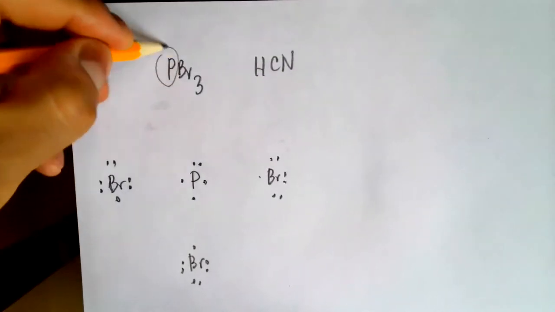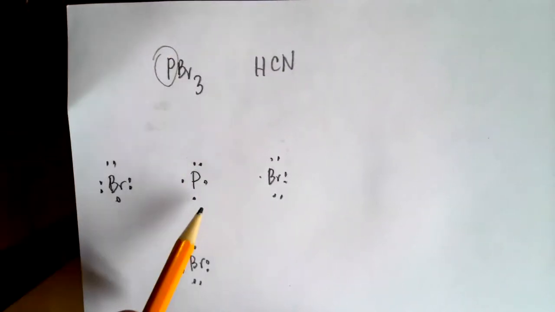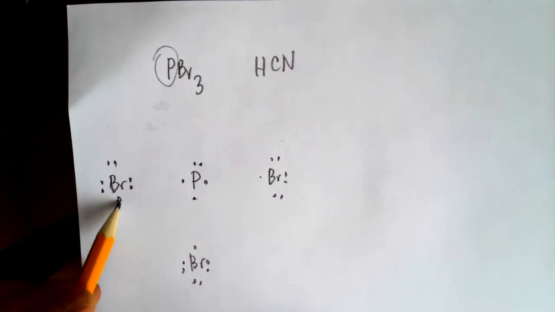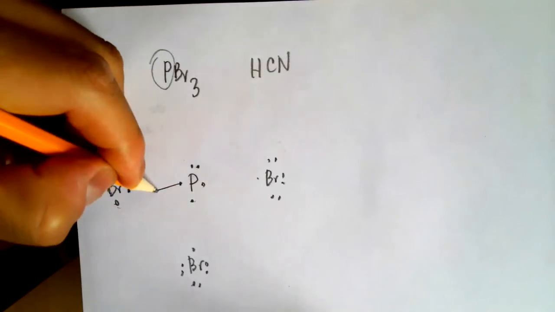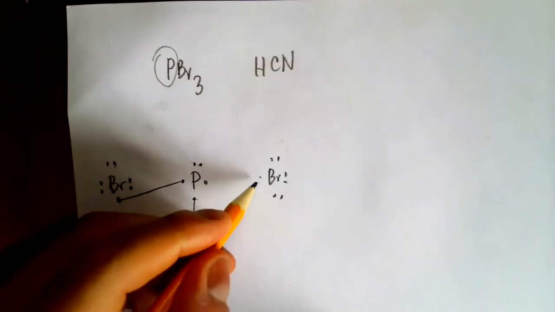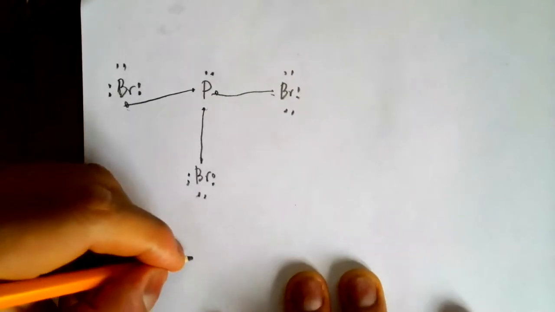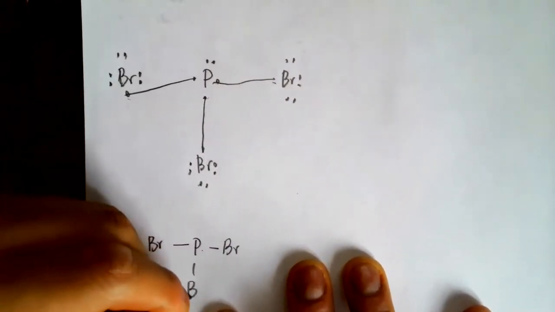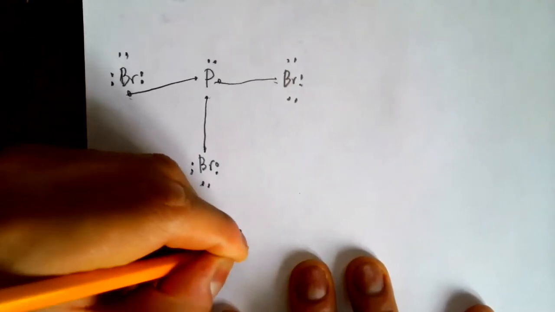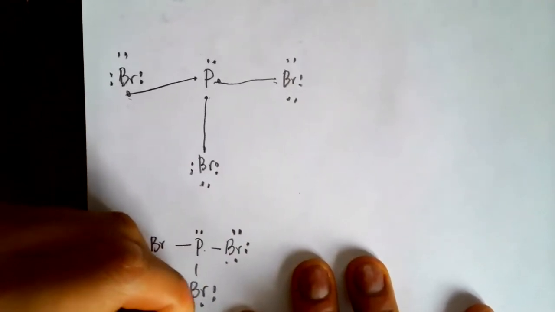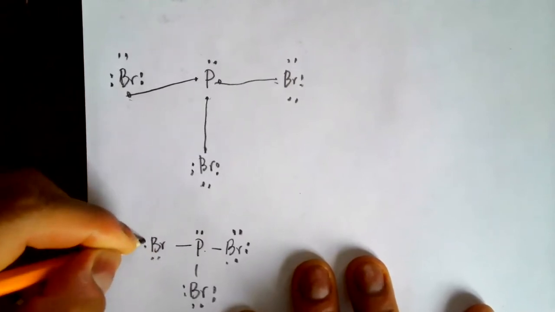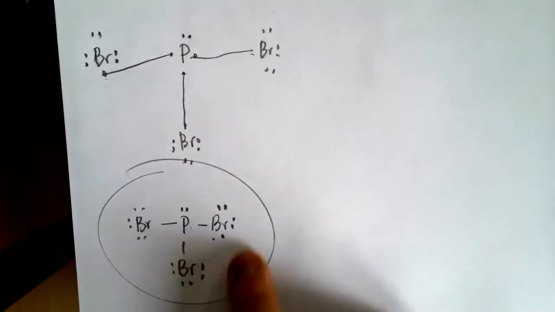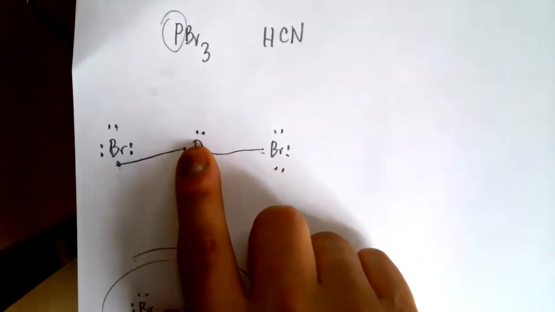So phosphorus, how do I know that phosphorus has to go in the middle as the central atom? Because it has 3 unpaired valence electrons. Bromine, each has only 1 unpaired electron. So this one pairs with this one, pairs with this one, pairs with this. The overall will be phosphorus, bromine, bromine, bromine, 3 lone pairs each. That should be my Lewis dot structure representation of phosphorus tribromide.